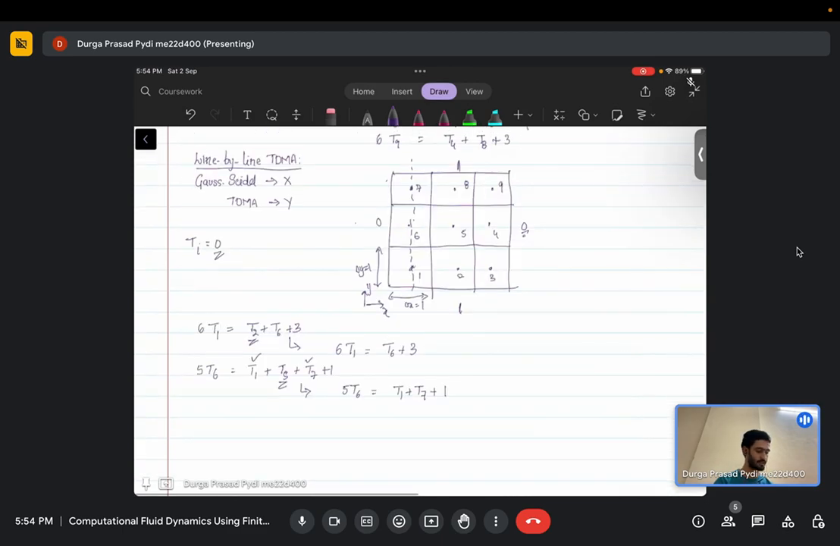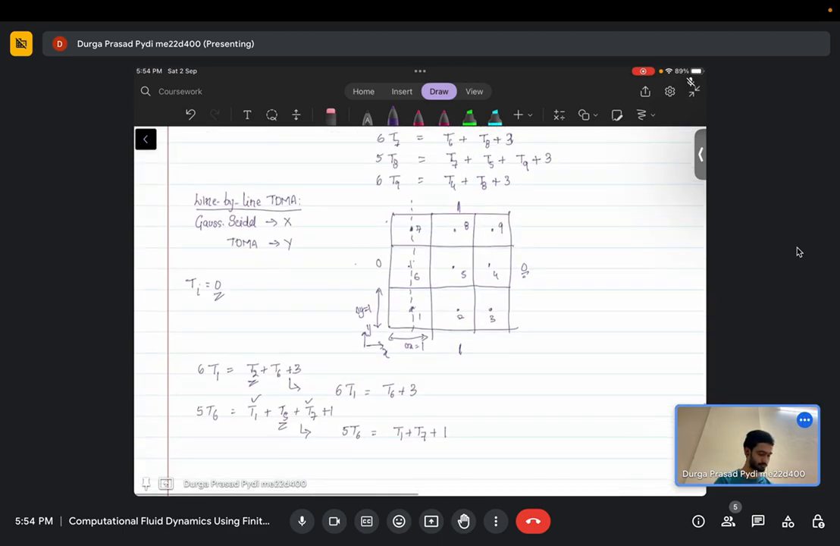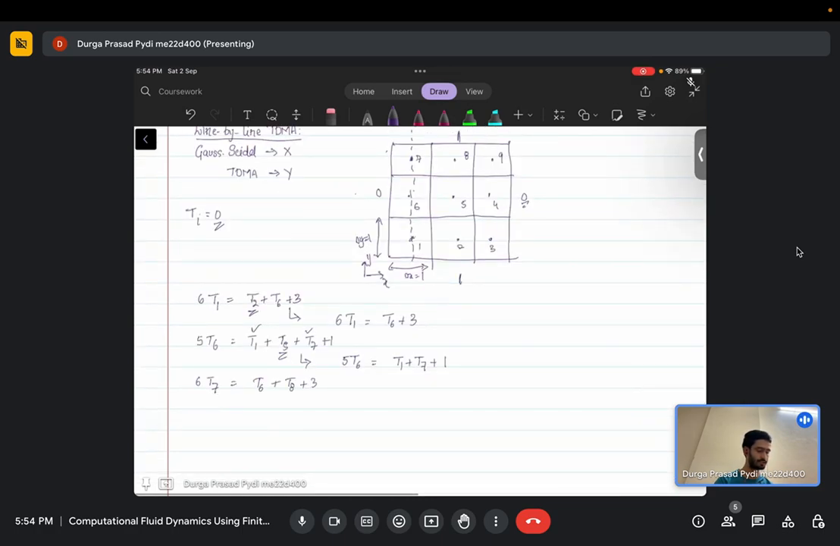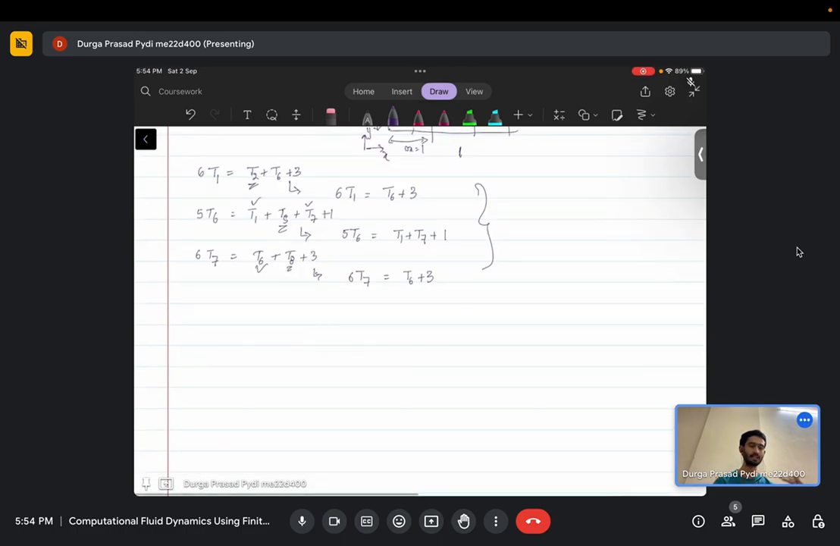And then for cell 7, the equation is 6 times T7 equals T6 plus T8 plus 3. Here T6 is along the line we have chosen, but T8 is not along the line, so we take the assumed value. So this becomes 6 times T7 equals T6 plus 3. Now we have these 3 equations and 3 unknowns. This can be solved using the TDMA algorithm.